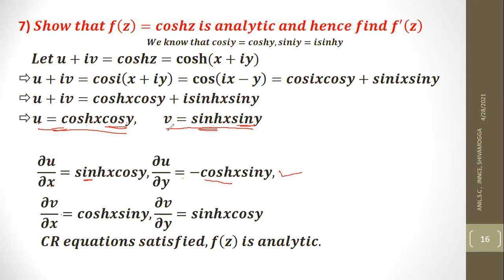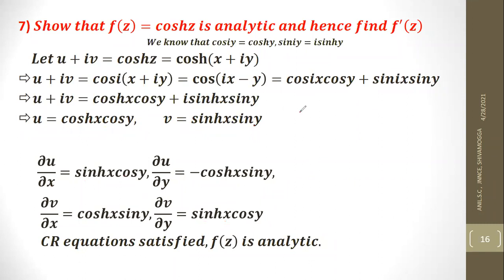Now, let's differentiate this v partially with respect to y. Therefore, sin hx must be treated as constant. Keep it as it is. Derivative of sin y is cos y. Now, we have all the four partial derivatives. Now try to verify CR equations.